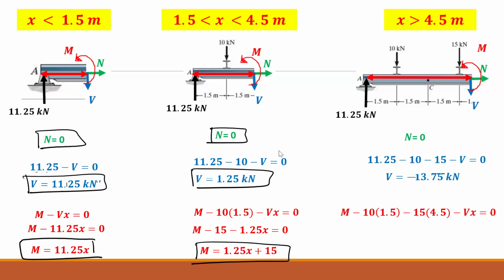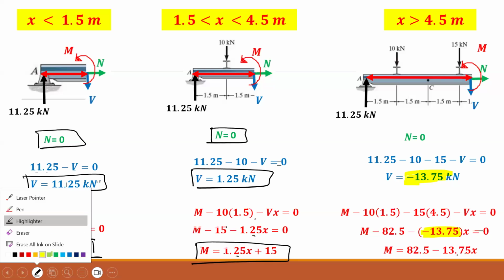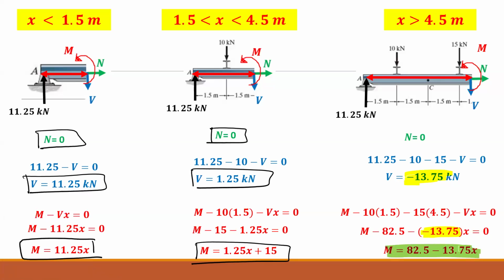So if we make M the subject now, when you are substituting, you need to be very careful. V needs to be substituted with the negative sign, so the negative will become positive. If you make M the subject, you get this. Do you get the same? So you can see how M is changing with x. Okay, now let's draw this.